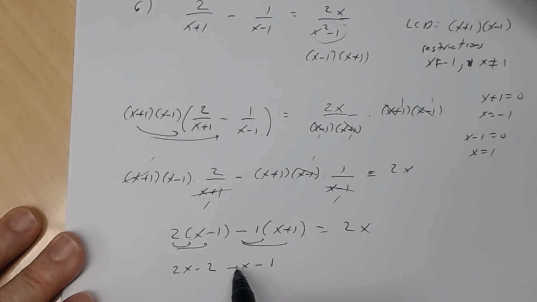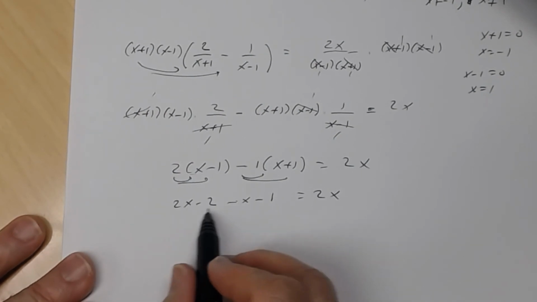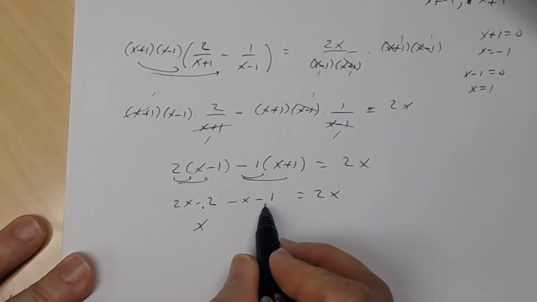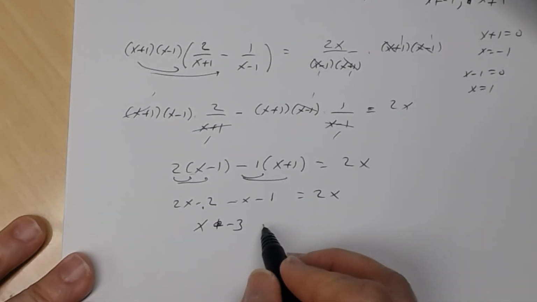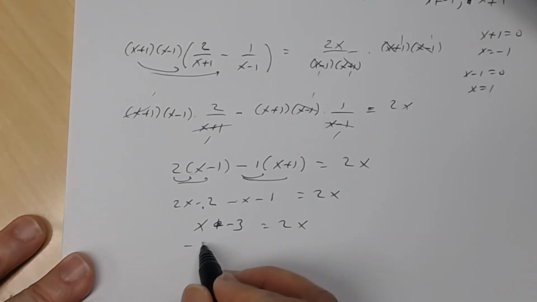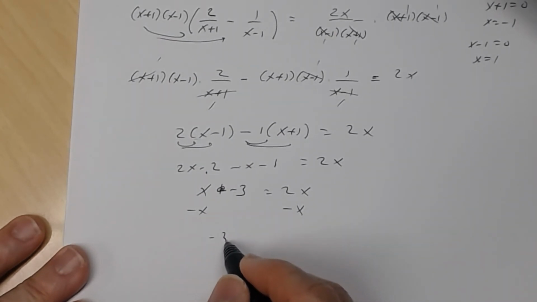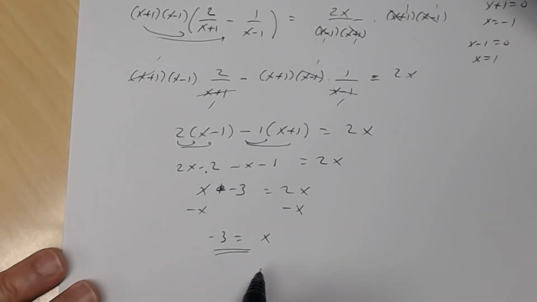A negative 1 times x is negative x. A negative 1 times a positive 1 is a negative 1, equal 2x. Combining like terms, I get 2x minus x is x. A negative 2 and a negative 1 is negative 3, rather, x minus 3 equal 2x. Subtracting x from both sides, I get negative 3 equals x, and I solve for x. I'm done. All right, so x is negative 3.